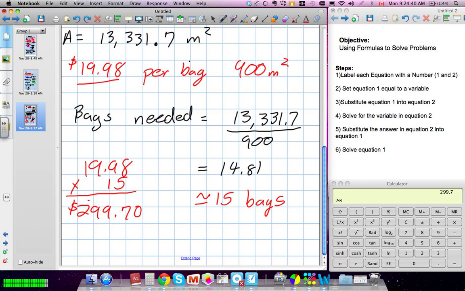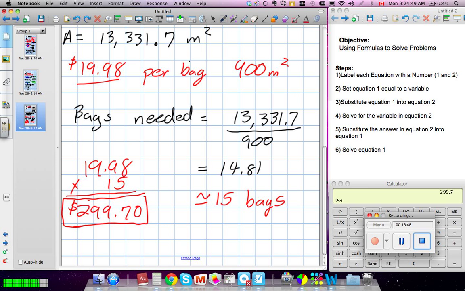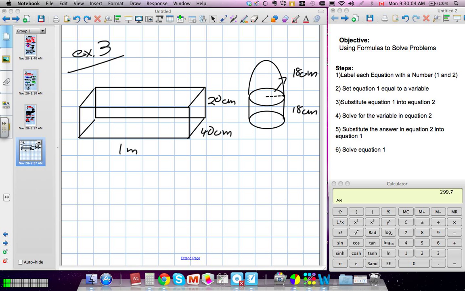So example 3 is another word problem. Again, it says a landscaper uses a bucket with a radius of 18 centimeters, which is our bucket over here. Radius is 18 centimeters, and a height of 18 centimeters, to pour soil into a rectangular planter, which measures 1 meter by 40 centimeters by 20 centimeters. How many buckets of soil are needed to fill the planter?